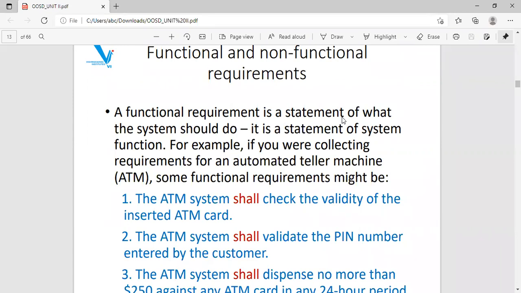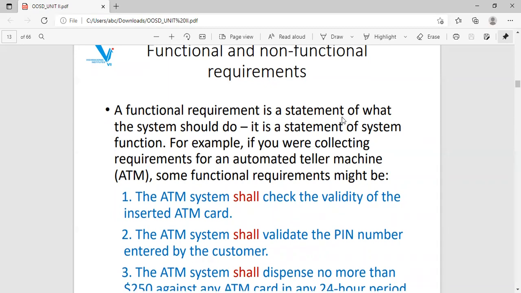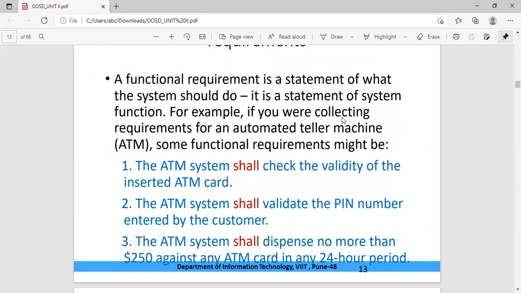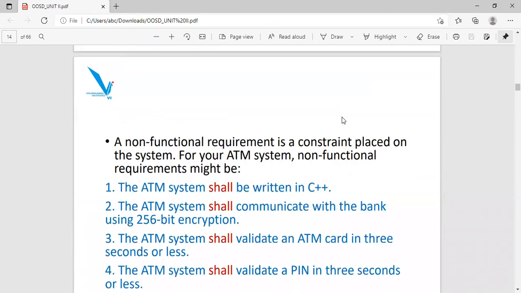In the example I have mentioned here, if you were collecting the requirements for an ATM machine, then what would some functional requirements be? First of all, I want to validate the ATM card which is inserted in my ATM machine. Afterwards, I want to validate the PIN number entered by the customer. Whether the ATM card inserted in that machine is valid or not has to be determined with the help of that functionality. So these all come under the functional requirements of the system.